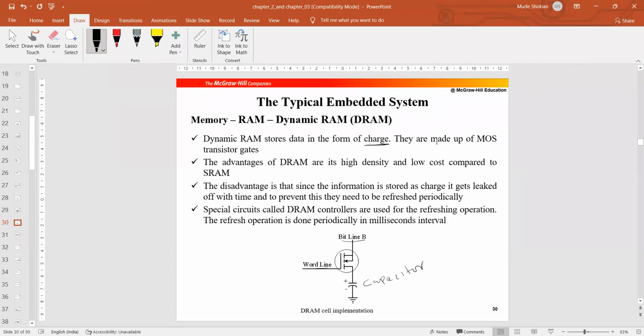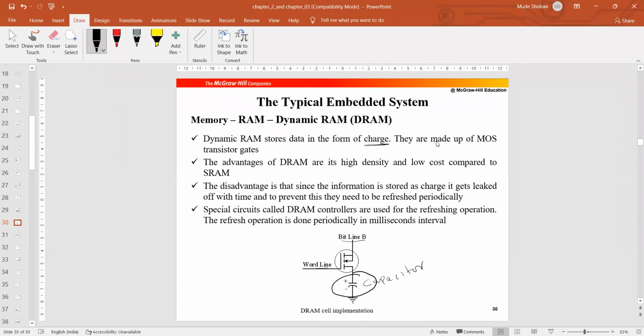Next is DRAM, dynamic RAM memory. As I notified you, wherever you hear the word dynamic, you may find a capacitor in it. So this is the capacitor. You know the basic function of the capacitor. A capacitor slowly charges and it also slowly discharges.